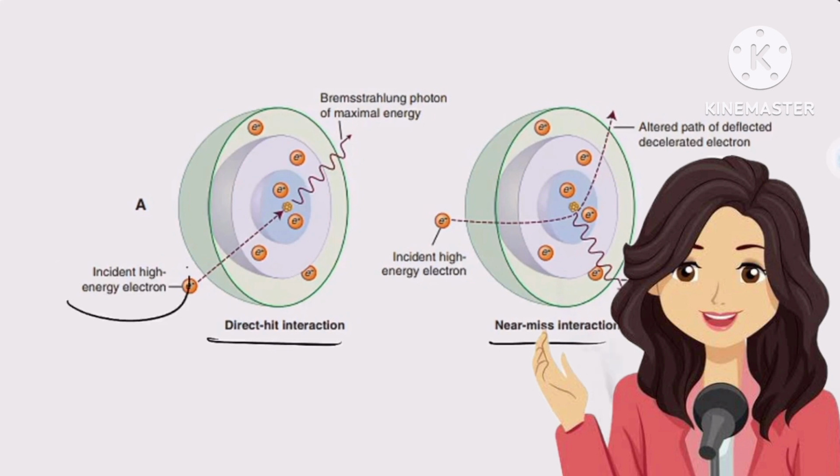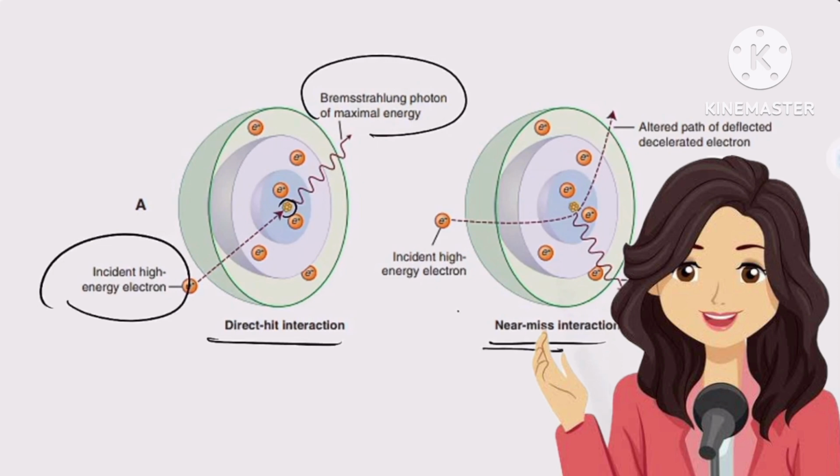Meaning what? When the incident high energy electron comes and hits the anode, it can directly hit the nucleus of the atom. Okay, and there is a production of a Bremsstrahlung photon of maximum energy. This is the direct hit interaction.